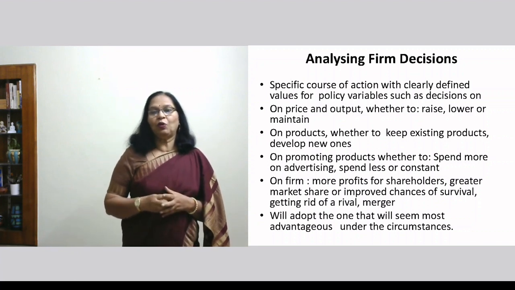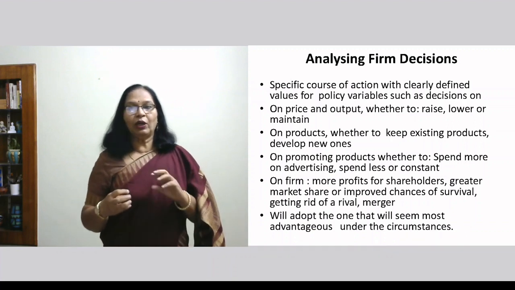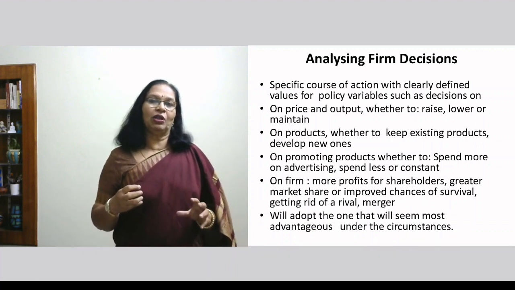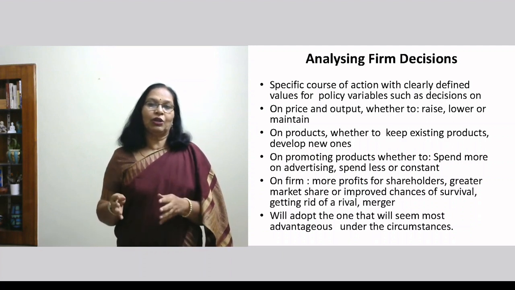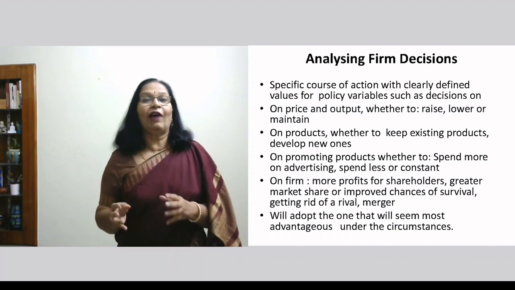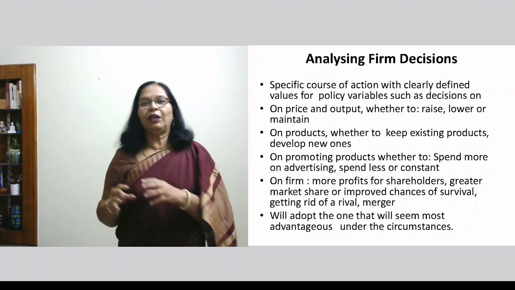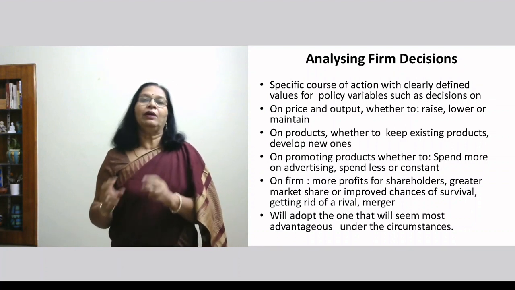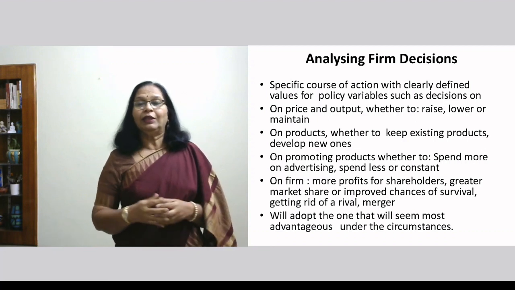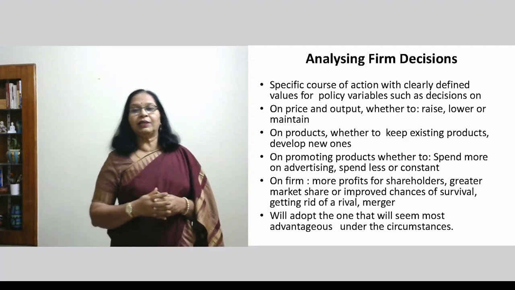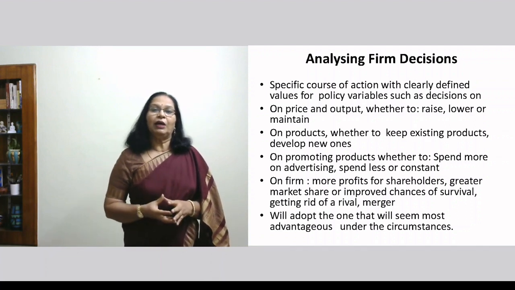And for that specific course of action, what is the policy it is going to have? And for that policy, what is the value of that policy variable? So the firm has to decide beforehand, it has to come to a conclusion on what is the value of that policy variable it will work towards. For example, if it wants to increase its sales, then what is the amount of sales that it has to increase? The firm may have to take decisions on price and output, whether to raise the price, whether to lower the price, whether to keep the price as it is.